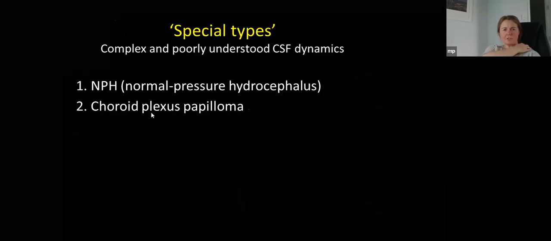So we move on to the special types. Now, I'm not going to talk about choroid plexus papilloma. I'm going to focus today on NPH. Choroid plexus papilloma is usually pretty obvious to see because you'll see a mass centred on choroid plexus, and it can be in any of the ventricles. So NPH is pretty complex. I'm not sure anyone really fully understands it still.